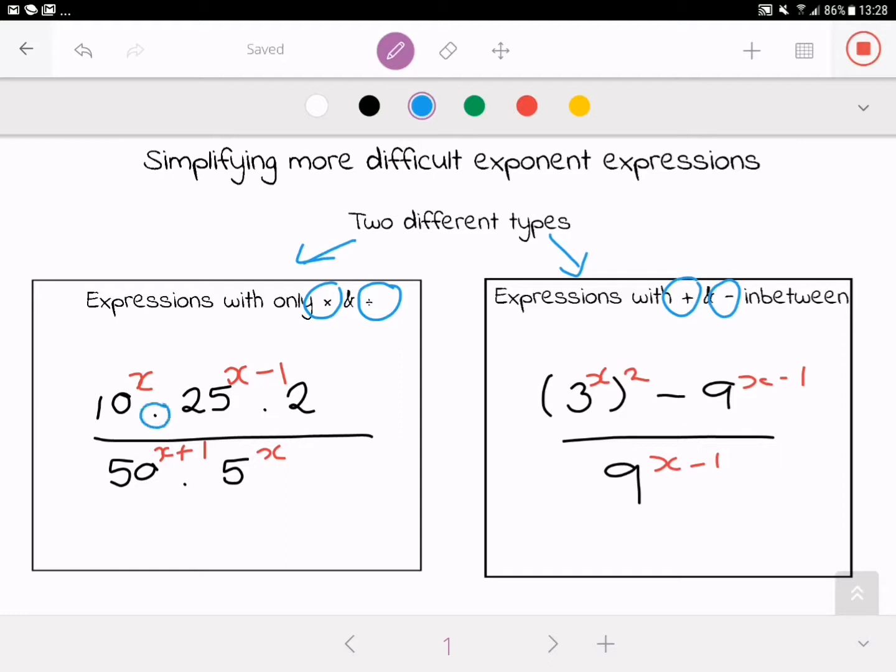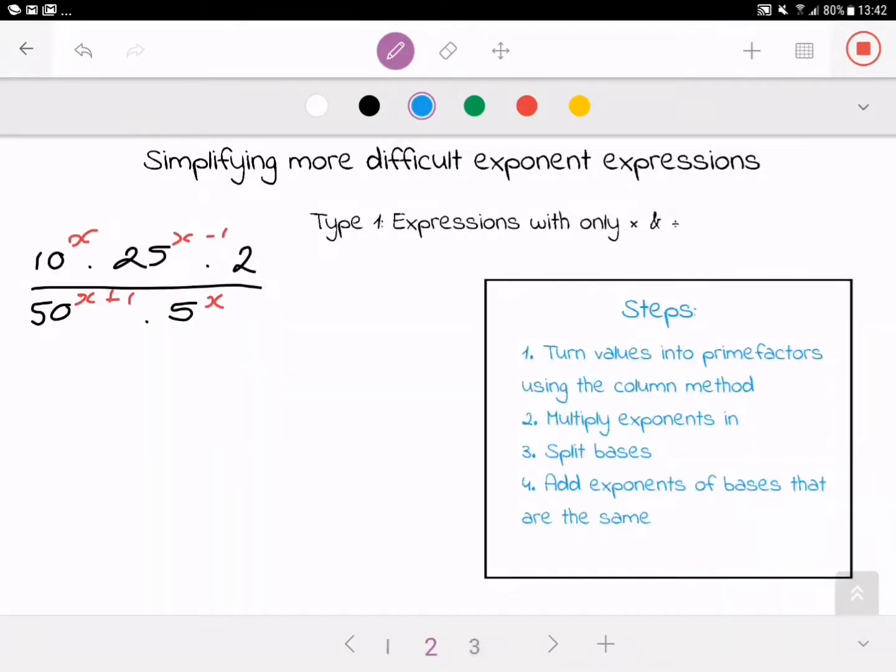If we look at the expressions with multiplication and division, the first one, you'll see the dots represent the multiplication and the long line represents division. In the second expression, you'll see that we have a negative in the middle. That means there are positives and negatives in between. So let's look first at type 1, expressions with multiplication and division. I've written down the steps there.